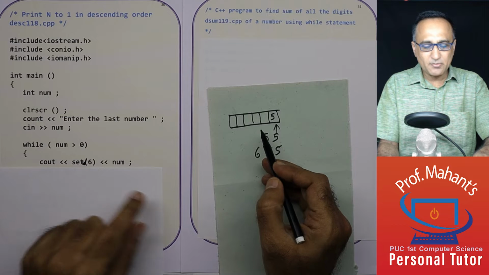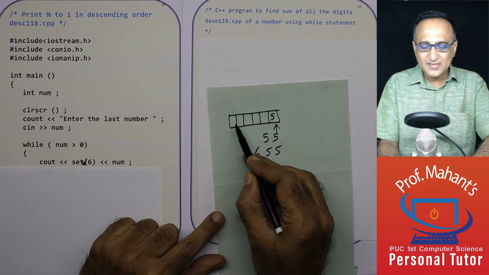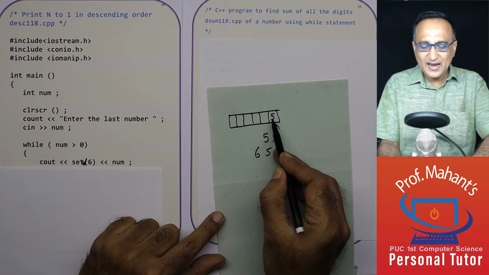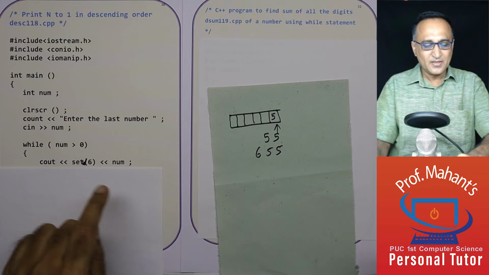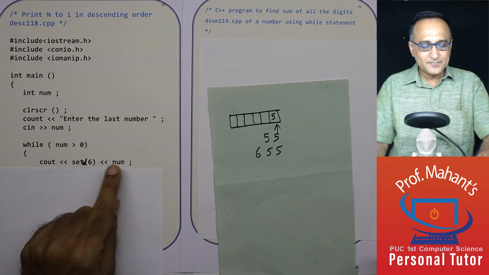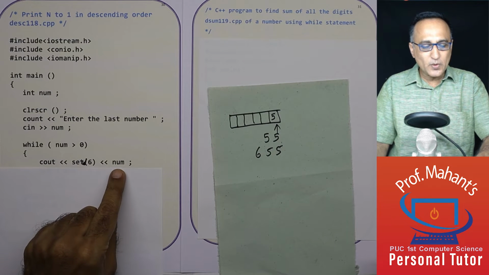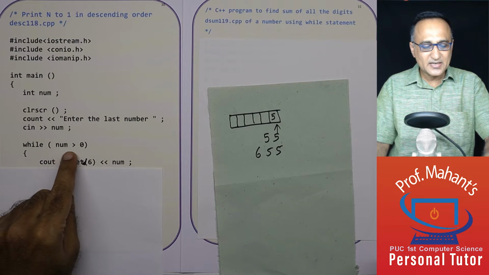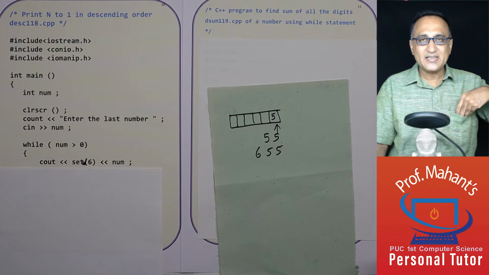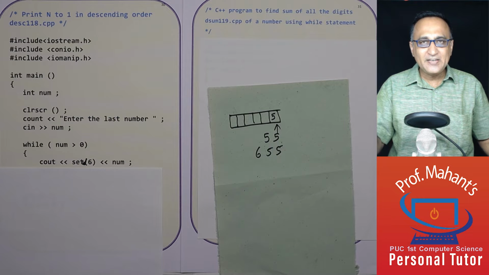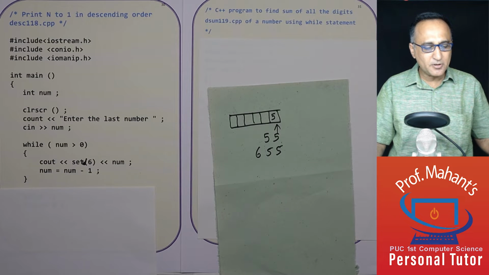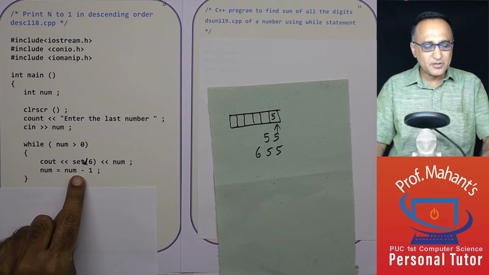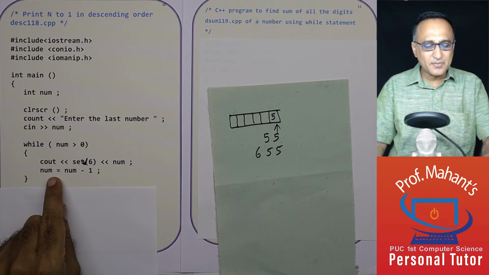So setw stands for set width. There are 6 places and I'm starting to print 5 from the right. Suppose it is 55, it would print first 5 here and the next 5 here. So once it prints 5, if I don't reduce the value of number by 1, this condition is never going to become false. That is known as a case of an infinite loop. So what I am going to do here is reduce number by 1. Number is number minus 1. From 5 it becomes 4.